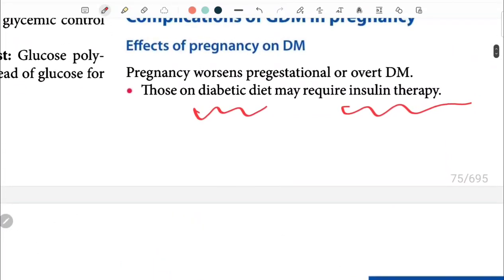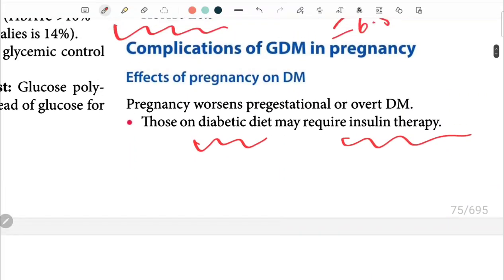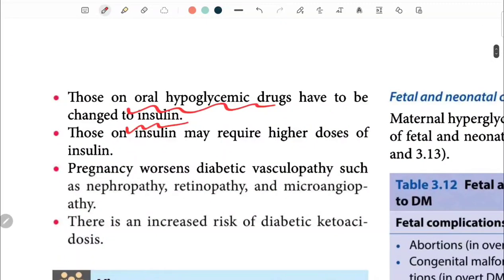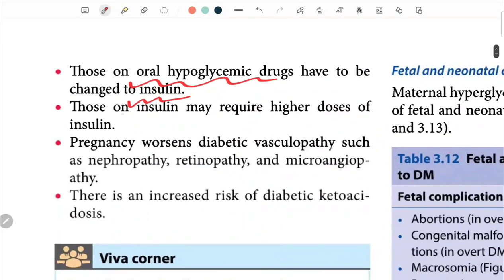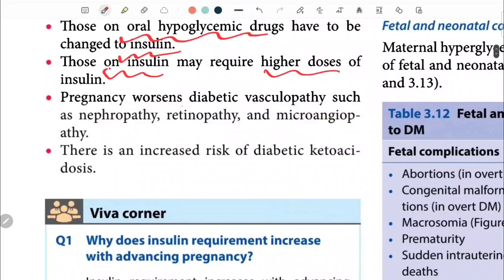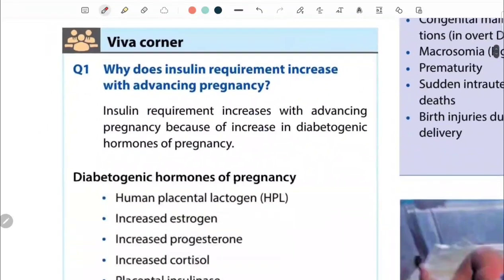Very important: regarding the effects of pregnancy on DM, patients on a diabetic diet must require insulin therapy, and all on oral hypoglycemic drugs should be changed to insulin. Those on insulin may require higher doses of insulin. Pregnancy worsens diabetic vasculopathy such as nephropathy, retinopathy, microangiopathy, and there is an increased risk of diabetic ketoacidosis.